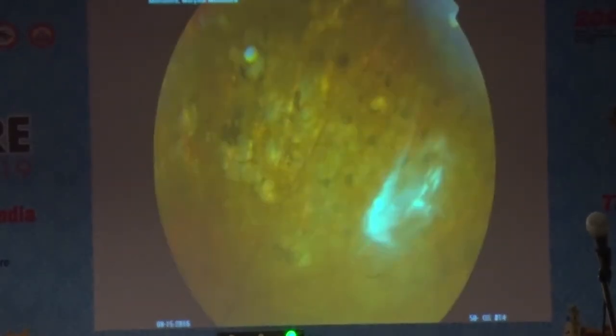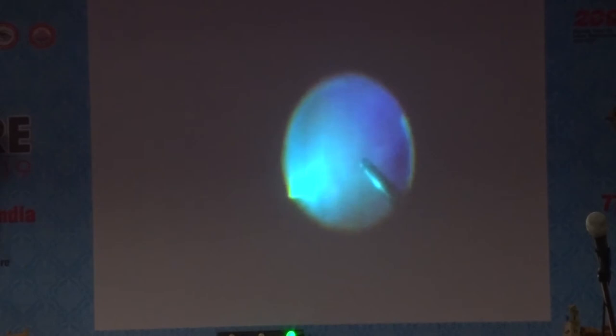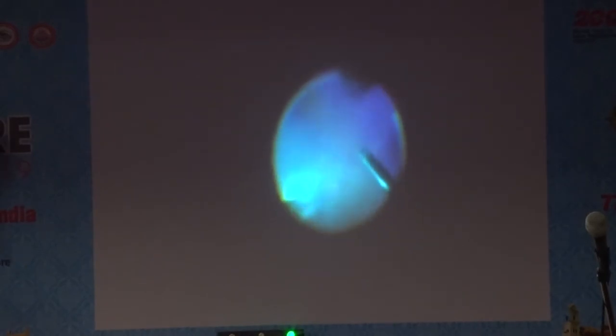I don't remove the whole tissue. I see there is no active bleeding and then just do the laser. Mostly tamponade is not required, and the results usually are nicely regressed fibrovascular tissue. Again, the same point I want to emphasize, another case.